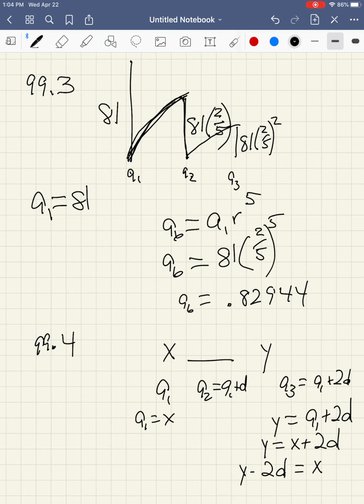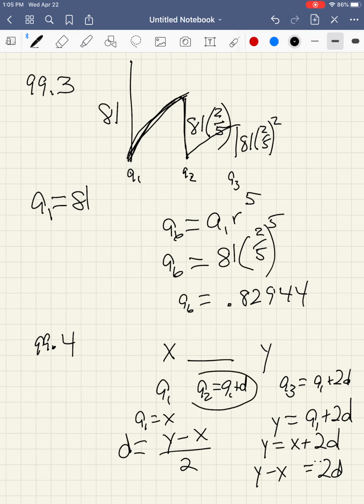Oh, and actually, let's go back. I need to solve this for d because I know what a1 is. Let's solve it for d. So this would be 2d is equal to y minus x, making d equal to y minus x divided by 2. All right, so now we can find out what a2 is.